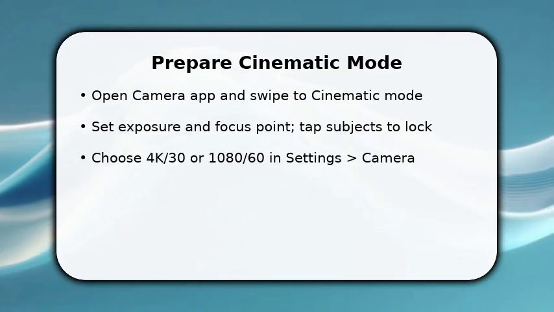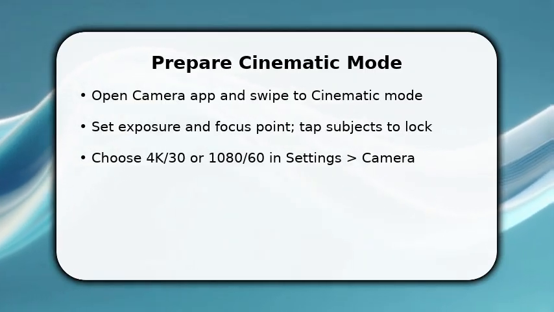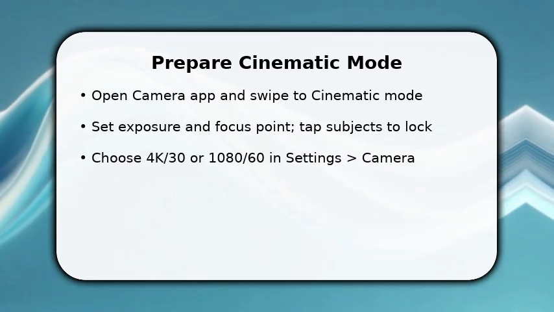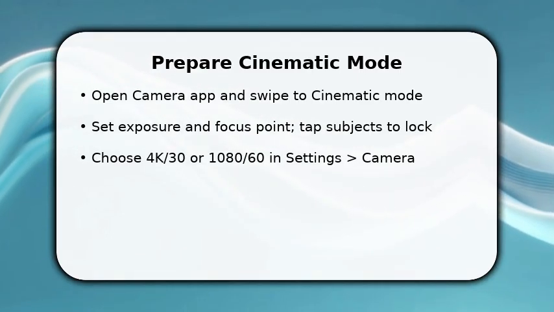You start by launching camera and selecting cinematic mode. This is where you control depth and focus shifts. Tap a subject to lock focus, and then tap another to set the plane of focus. This tells the phone when to rack.